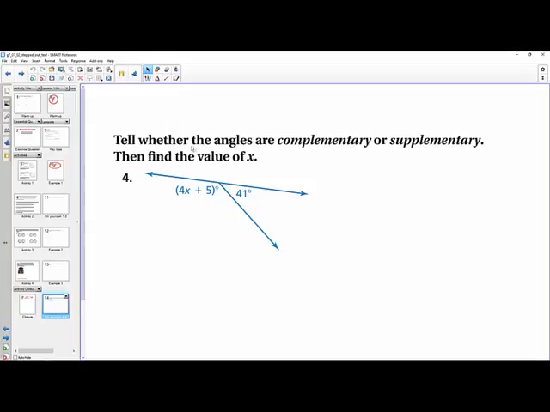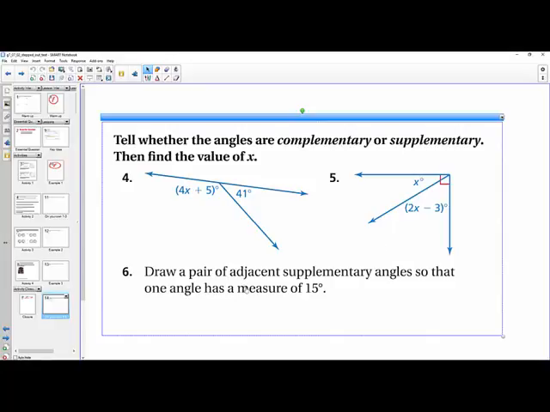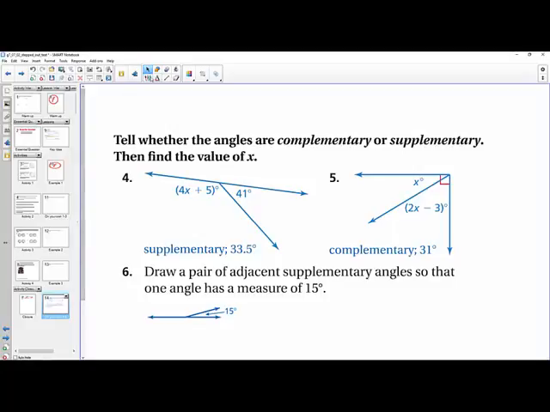And then finally, it says tell whether the angles are complementary, supplementary, and then find the value of x. So this one here is going to be supplementary because it adds up to 180 degrees. This is going to be complementary. And so let's just figure out why this is the case. So if I go through here, I have to take both these things and add them up and it equals 180. So 4x plus 5 plus 41 equals 180.